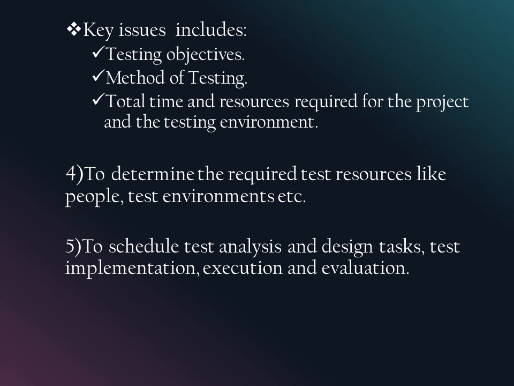And the fourth task is to determine the required test resources like people, test environments, etc. Fifth one, to schedule test analysis and design tasks, test implementation, execution, and evaluation. Analysis and design, implementation and execution, and evaluation are the following steps in the test process, so we'll discuss them there. Now here, we just have to schedule those tasks, like timing and all. For each and every task, we need to set a time period, and we have to complete those tasks within that time limit.